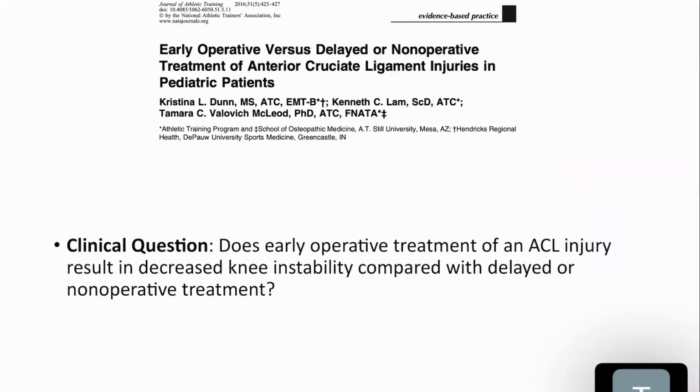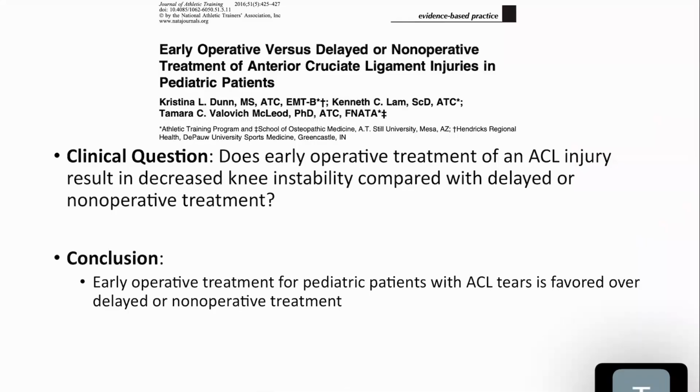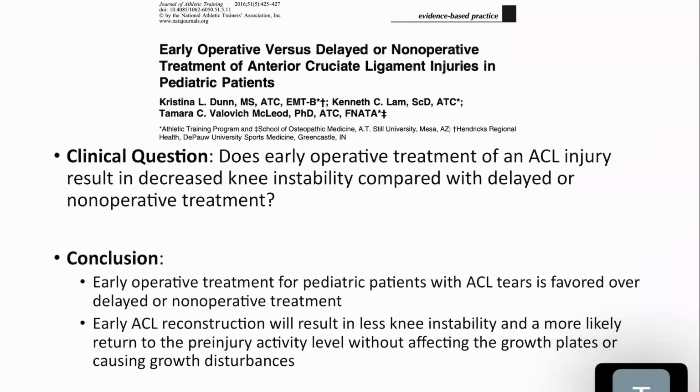And this was a meta-analysis that included 11 articles in 2016 by a group of athletic trainers. And their clinical question was, does early operative treatment of an ACL injury result in decreased knee instability compared with delayed or non-operative treatment? And their findings suggested that early ACL reconstruction will result in less knee instability and a more likely return to the pre-injury activity level without affecting growth plates or causing growth disturbances.